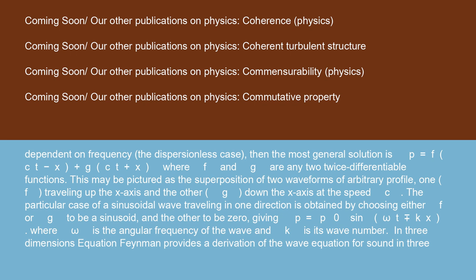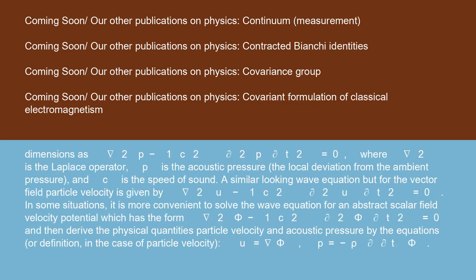In three dimensions, Feynman provides a derivation of the wave equation for sound in three dimensions as nabla^2 p - (1/c^2) d^2p/dt^2 = 0, where nabla^2 is the Laplace operator, p is the acoustic pressure, the local deviation from the ambient pressure, and c is the speed of sound. A similar looking wave equation, but for the vector field particle velocity, is given by nabla^2 u - (1/c^2) d^2u/dt^2 = 0.